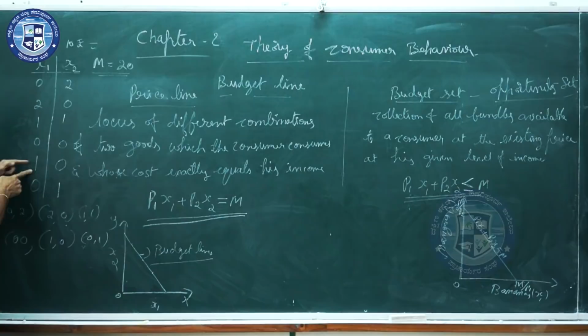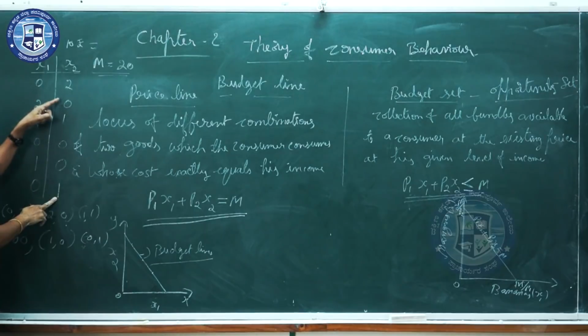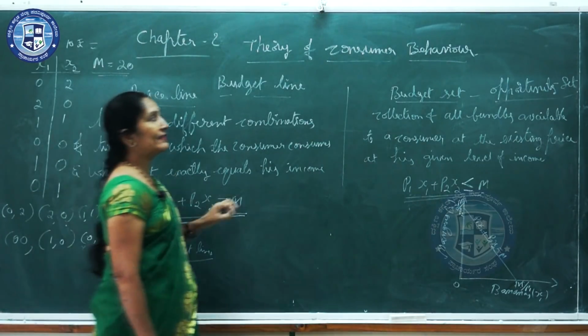By purchasing 1 unit of x1, he spent 10 rupees, and 10 rupees is left in his pocket. That means he does not purchase the commodity x2, so his income left in hand is below his cost. So we can say that without purchasing the commodity x1, he can purchase the commodity x2. So here also 10 rupees is left in his pocket. So this is possible in the budget set.